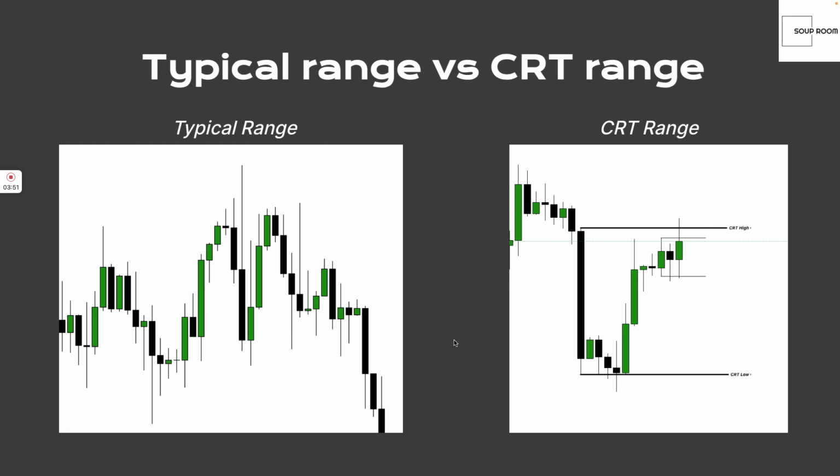For example, right here on the left, you're going to see a typical range. No true CRTs are forming in this range, as you can clearly see. On the right, for example, we have a CRT range. Thick candle forming the range, inside bar, turtle souping the low, heading all the way to the CRT high.